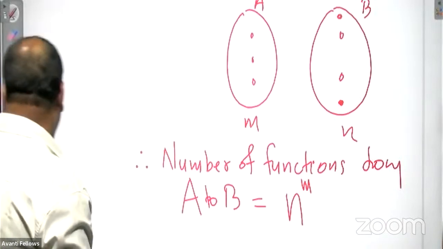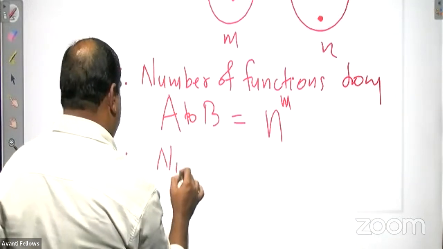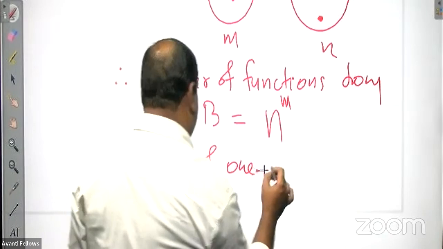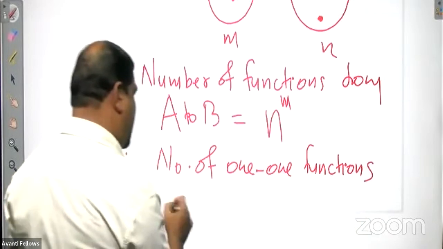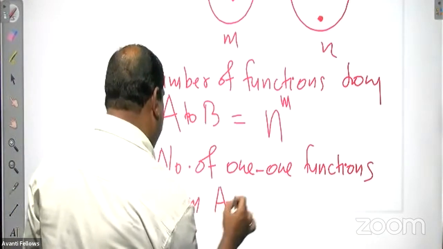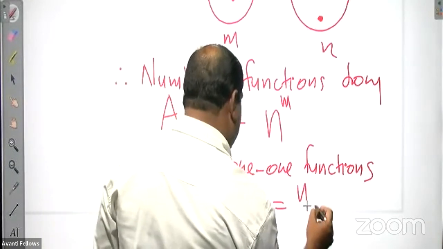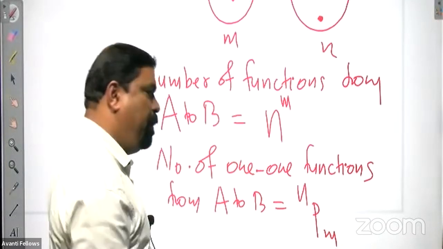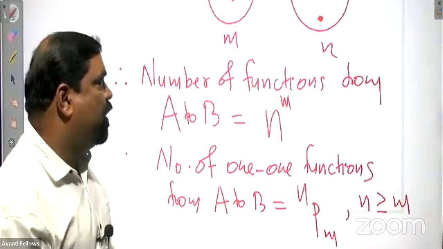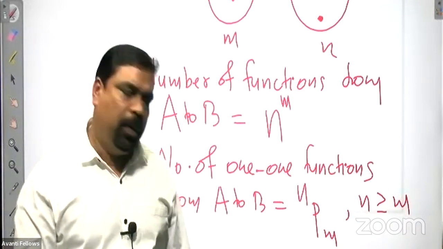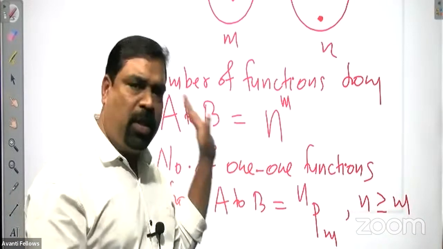So the answer is, just note down this formula, that's all. Number of 1-1 functions from A to B is equal to nPm, where n is greater than or equal to m. The value of n must always be greater than or equal to m. In the other case, if n is less than m, then 0. Clear? Just note it down. That's all.